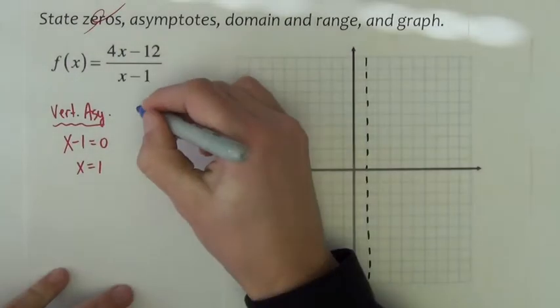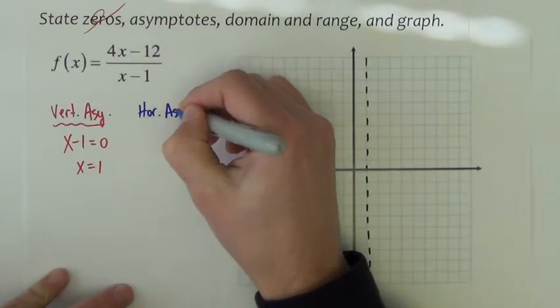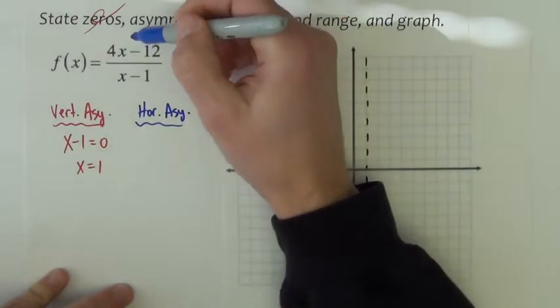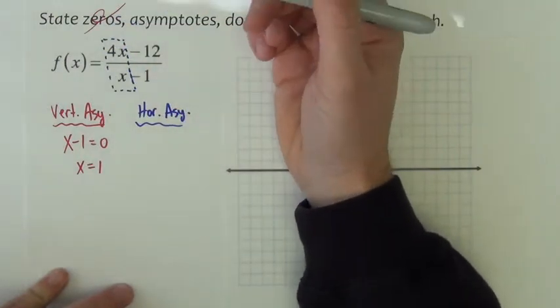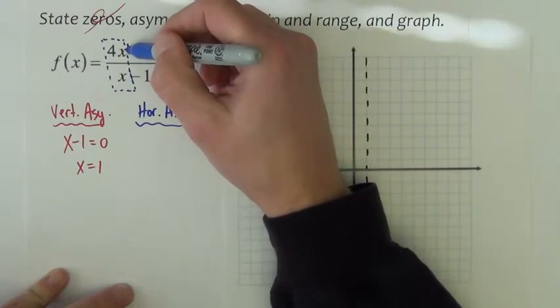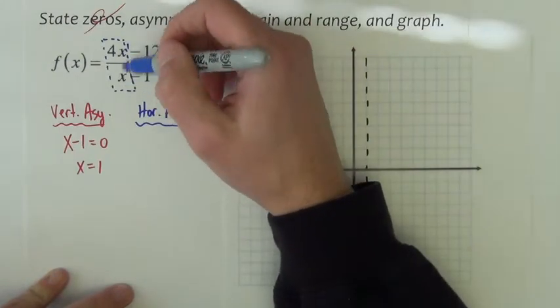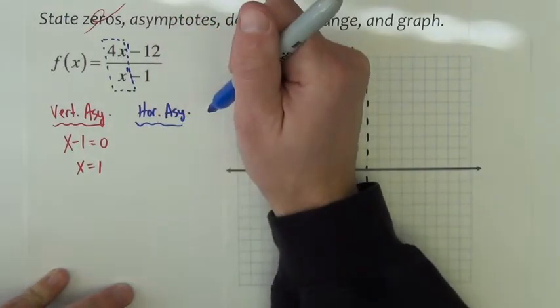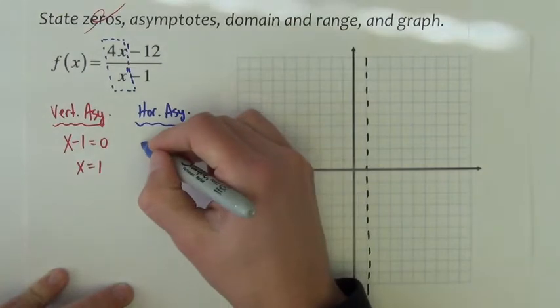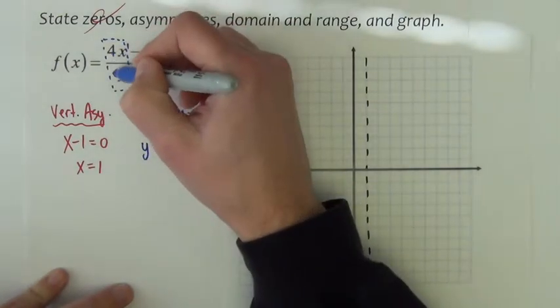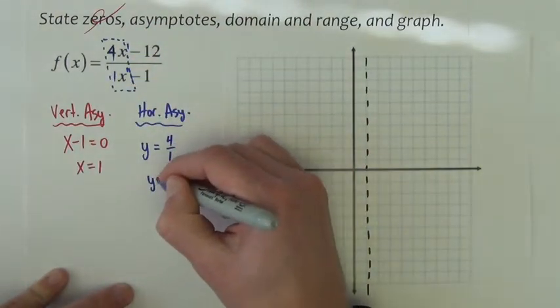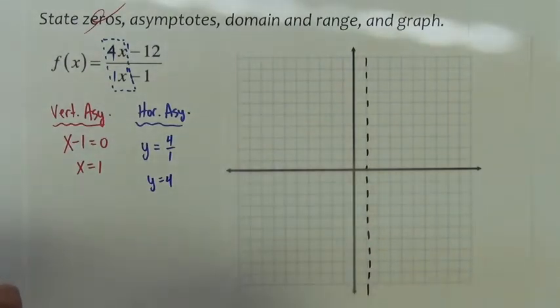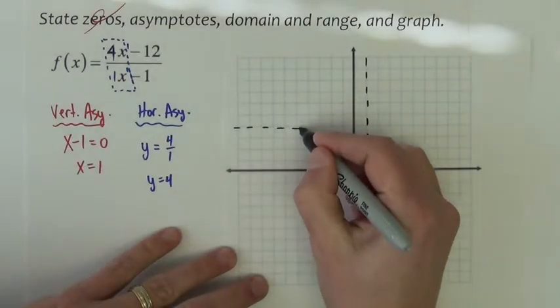I'm going to find my horizontal asymptote. And for that, I look at the highest powered term I see on top and bottom. And here they're both x to the first powers. Okay, powers are the same. That's case 3 of the last slide. So if the powers are the same, the horizontal asymptote line is y equals, I look at the coefficients, 4 and 1. 4 over 1, which is 4. That's where the horizontal asymptote is going to be. So horizontally here at y equals 4.